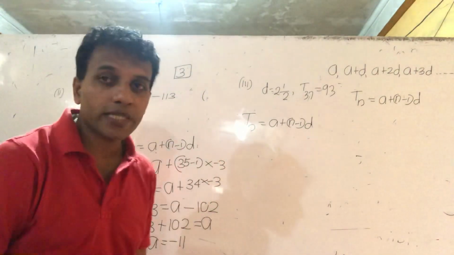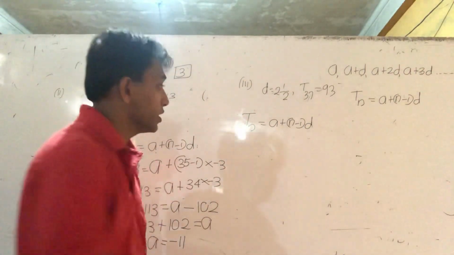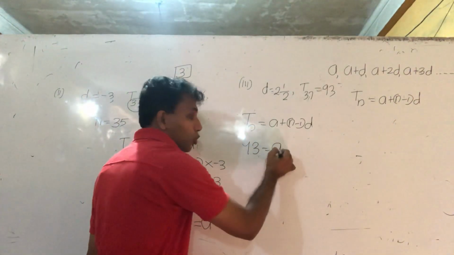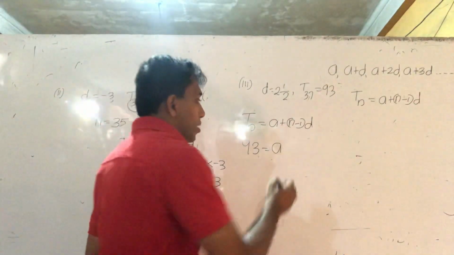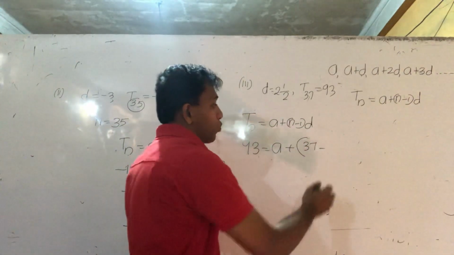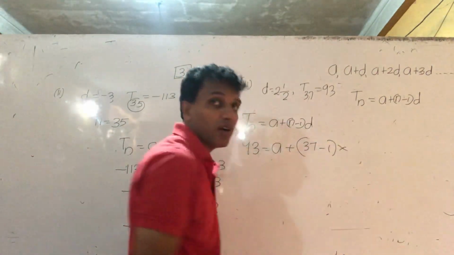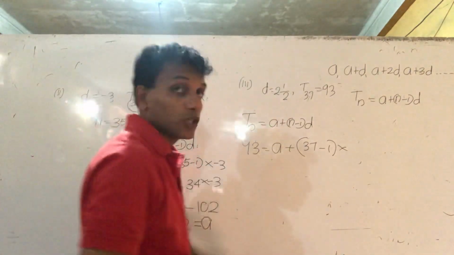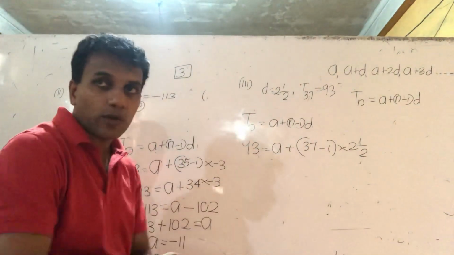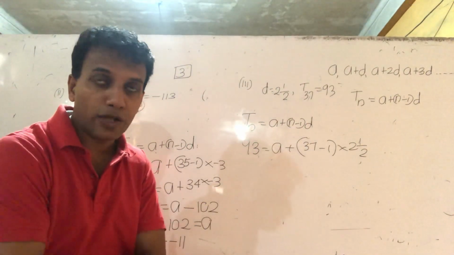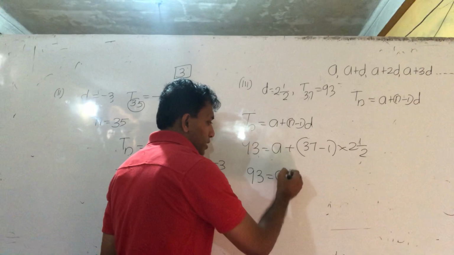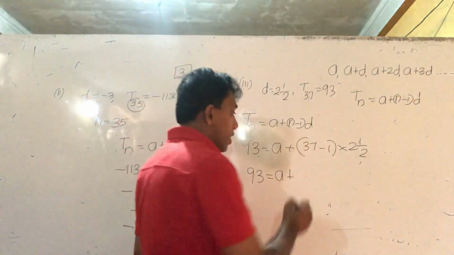So the 37th term is 93. So here this is 93. a, we don't know what a is, we have to calculate a, right? Plus n, which is 37, minus 1, into d. What is d? Common difference, 2.5. Now solve this equation and find the a value. So 93 equals a plus 37 minus 1, that is 36.